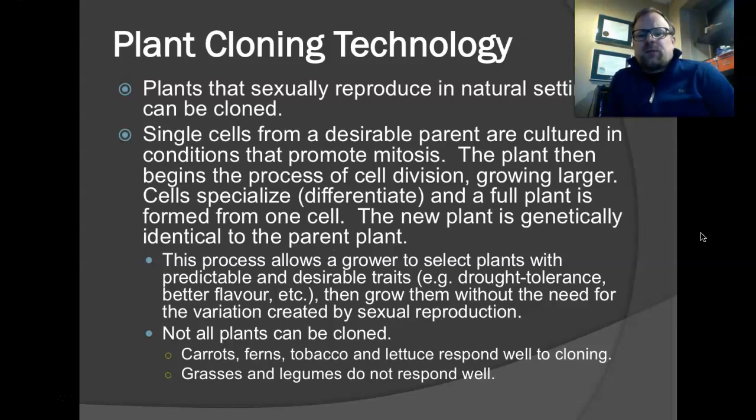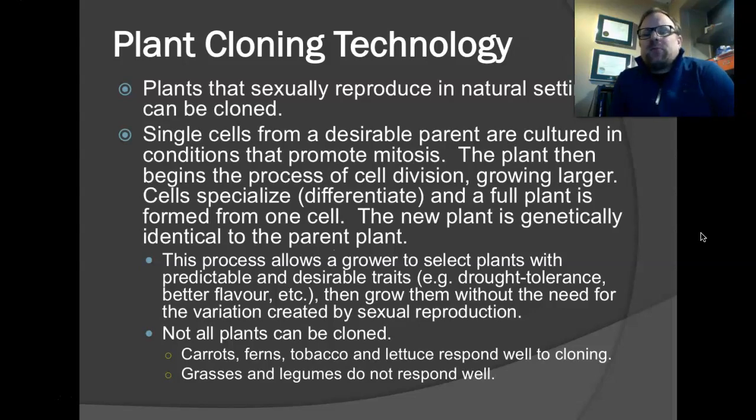So single cells from a desirable parent are cultured in conditions to promote mitosis. And then the plant begins the process of cell division, growing larger. These cells specialize and differentiate, and eventually a full plant is formed from one cell. And the new plant then is genetically identical to the parent. What this process does is allow the grower to select plants with predictable and desirable traits.